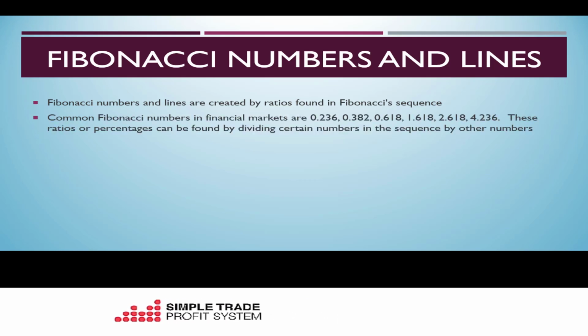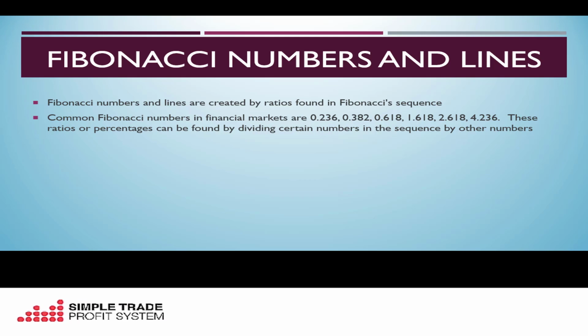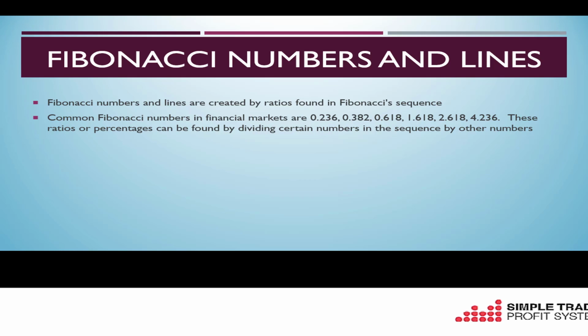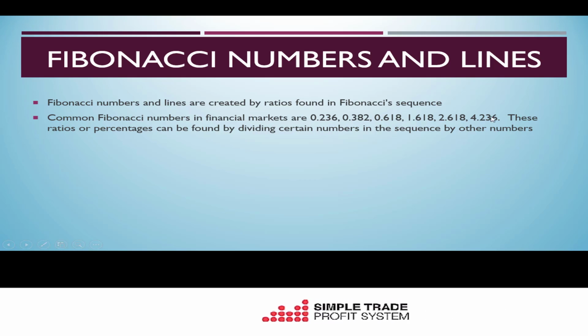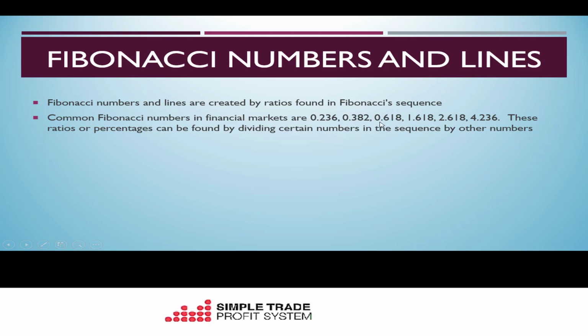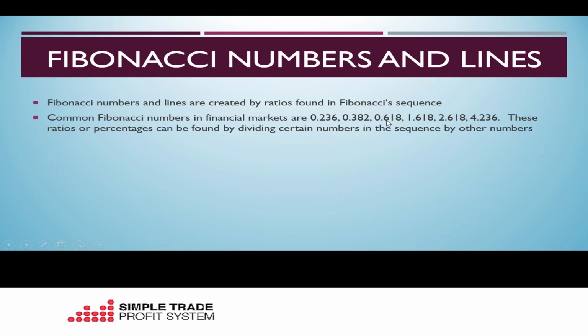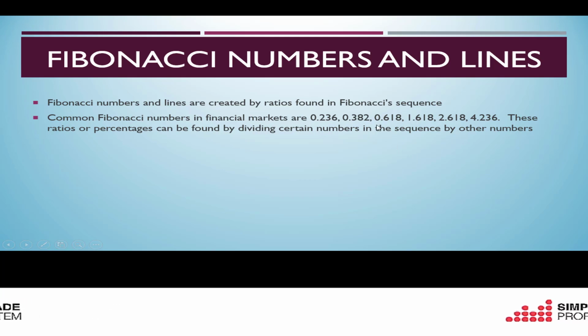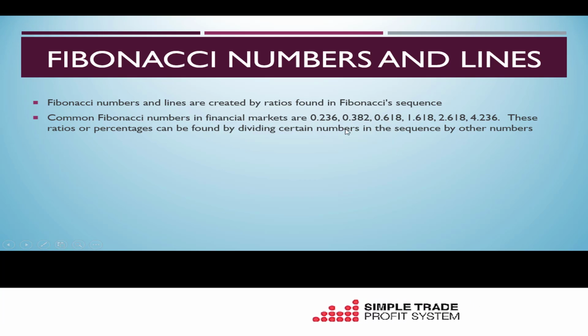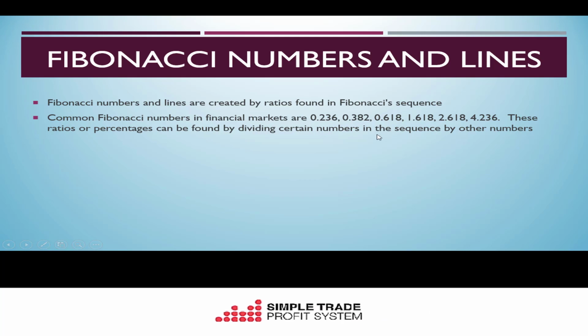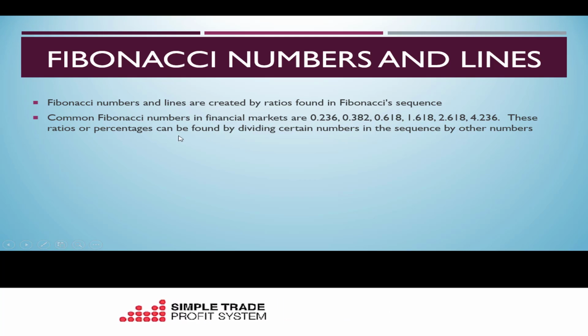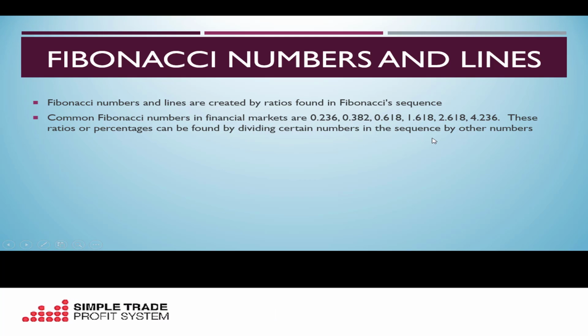Common Fibonacci numbers in financial markets, these are your main ones, are 0.236, 0.382, 0.618. They're missing one. One of them is 0.786, I believe, and so forth. But the main ones that Bitcoin really loves are 0.382, 0.618, and 0.786, and 0.5 as well. And these are percentages, so 23%, 38%, 61%, 50%, and 78%.